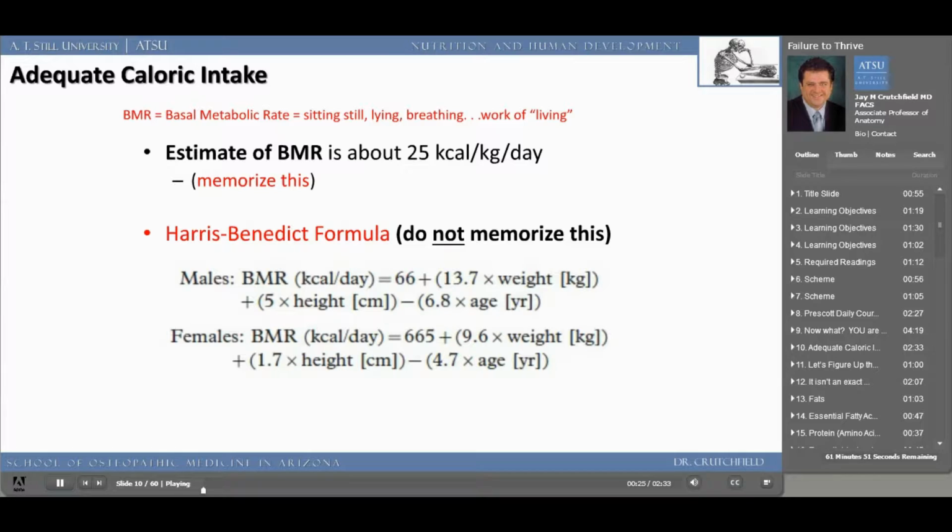Never walk into the exam room and tell your patient, "You're fat, you need to lose weight." Because if you say that, you'll never see that patient again. Fat people know they're fat. And believe it or not, skinny people also know they're pretty skinny too.